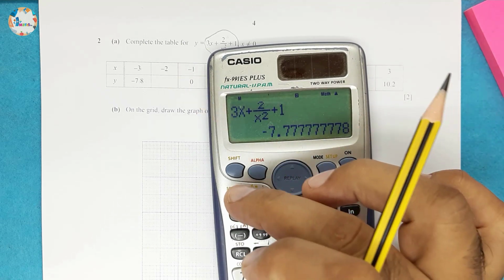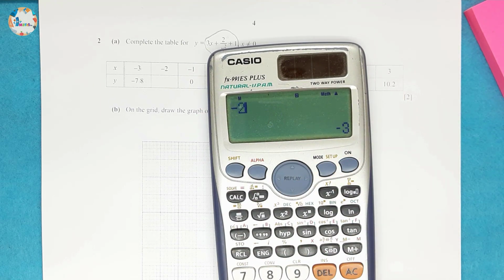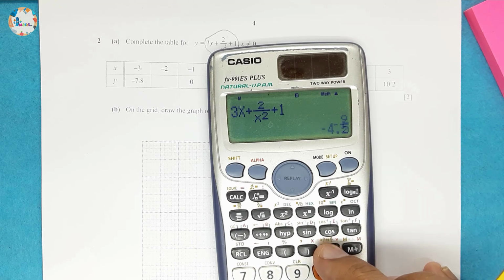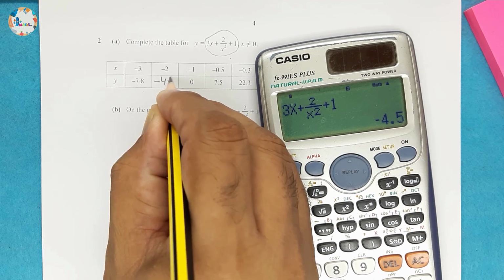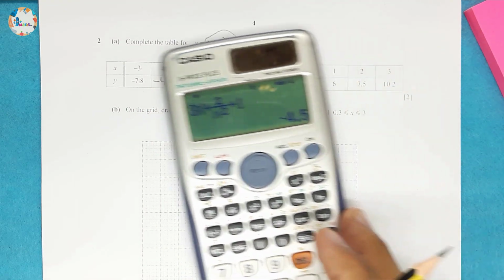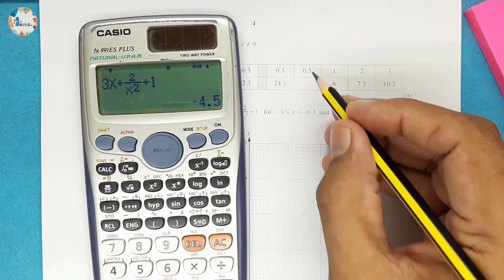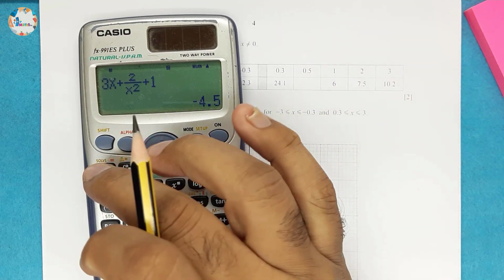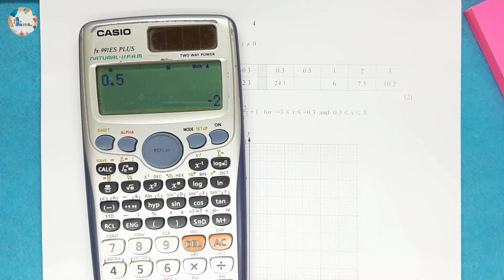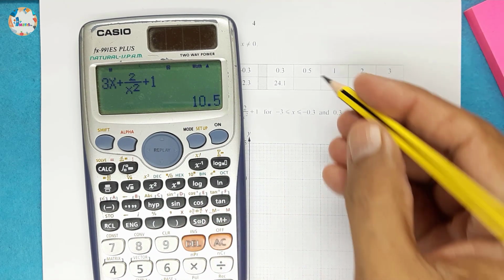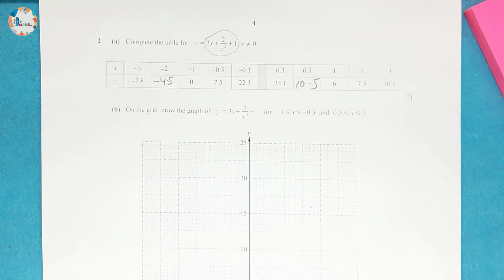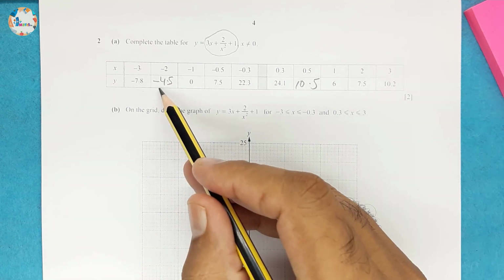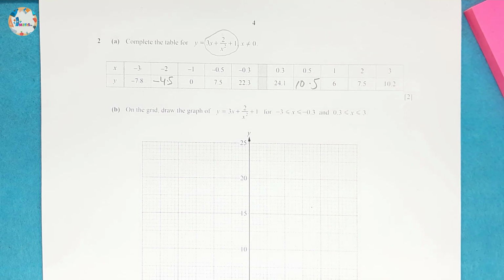Now for minus 2, again we'll press calculate for x is equal to minus 2, and this value is minus 9 by 2 or minus 4.5. So we can write here minus 4.5. This will be the value. Now next value required is for x is equal to 0.5. So calculate for x is equal to 0.5, and this is giving us 10.5. So we are done with the table of values which we were supposed to complete. One value minus 4.5 and the second value is 10.5.